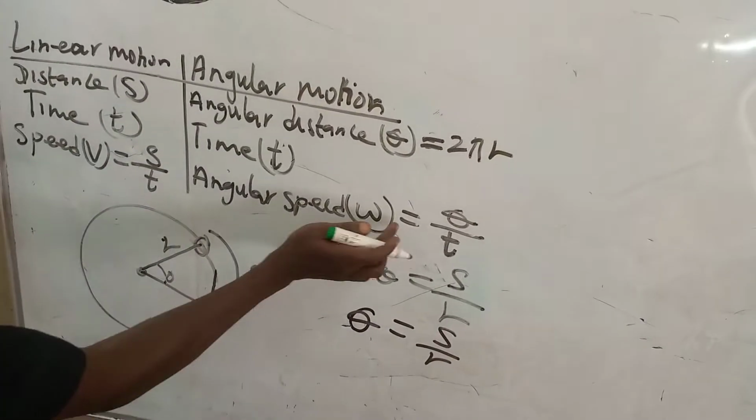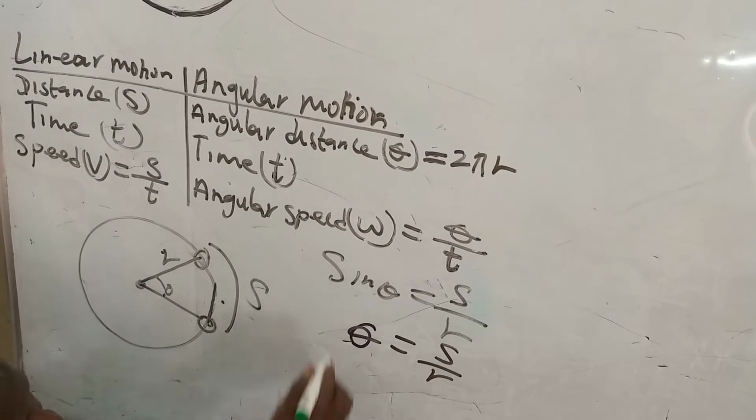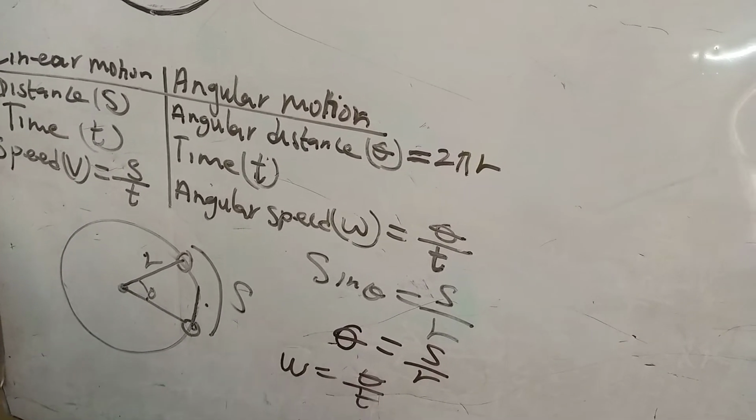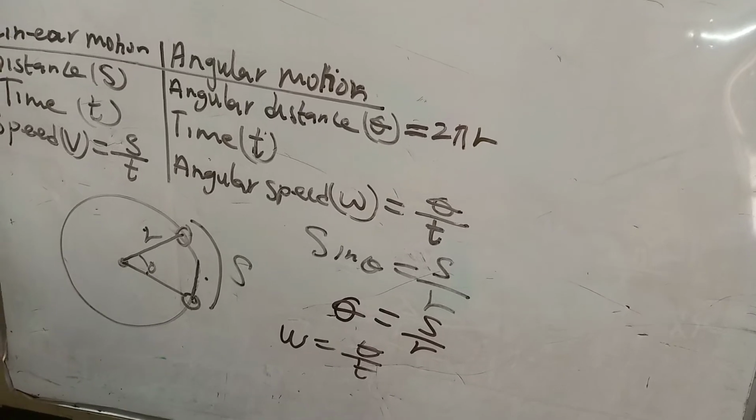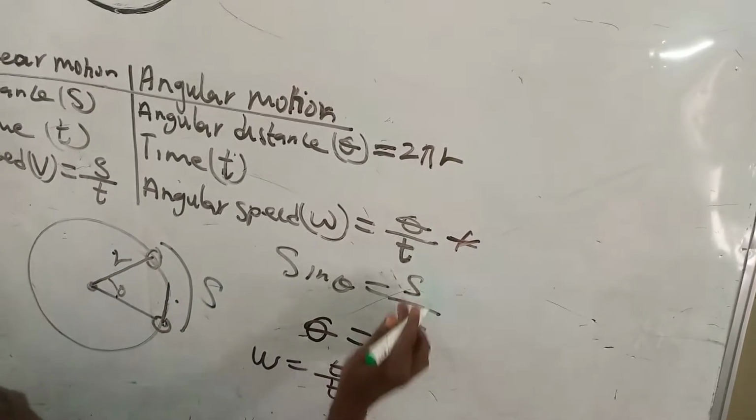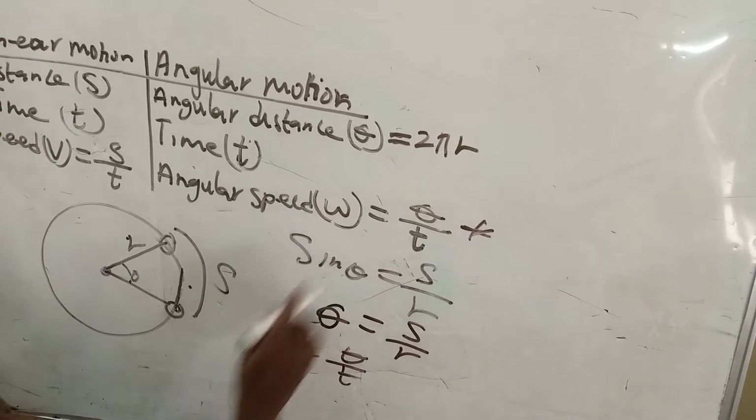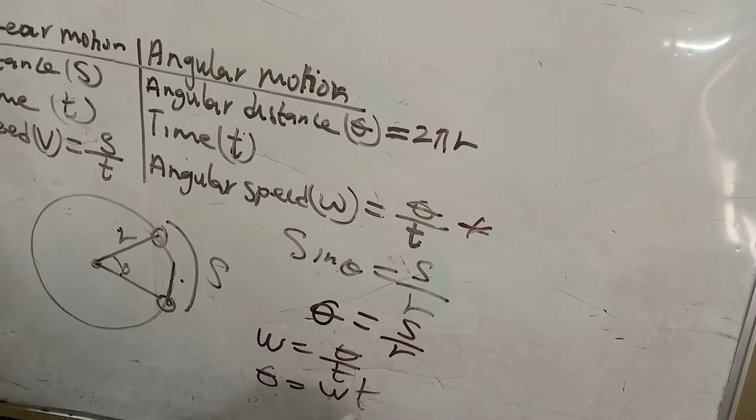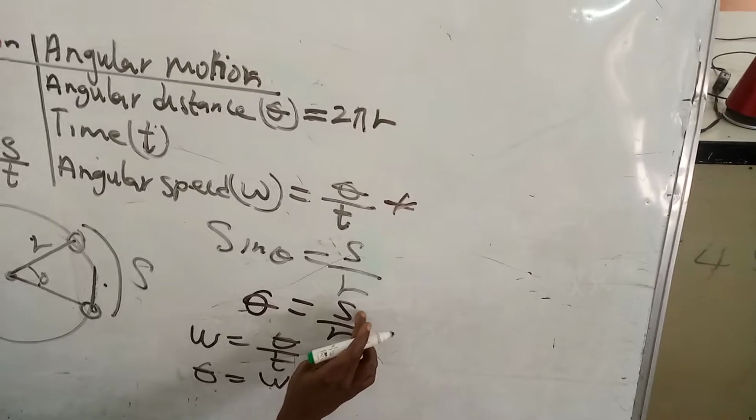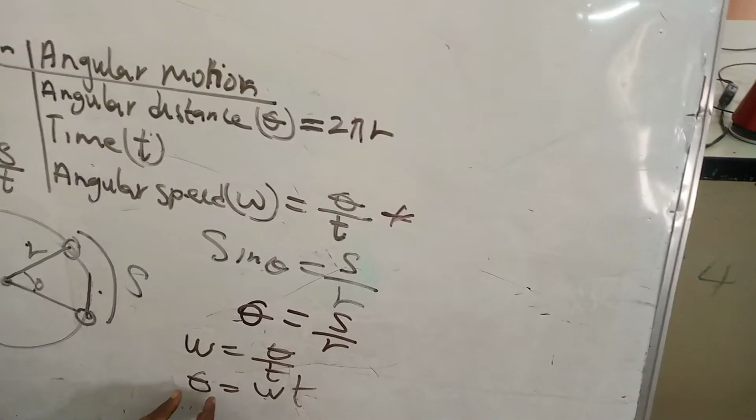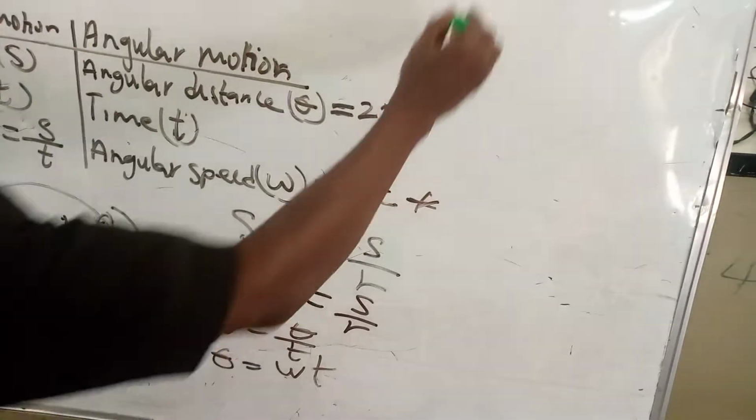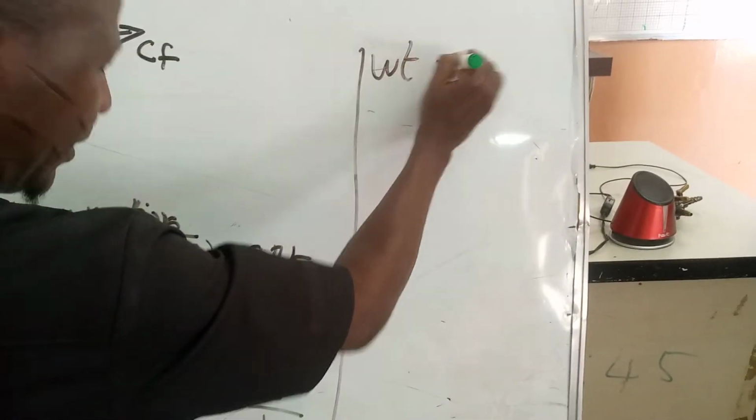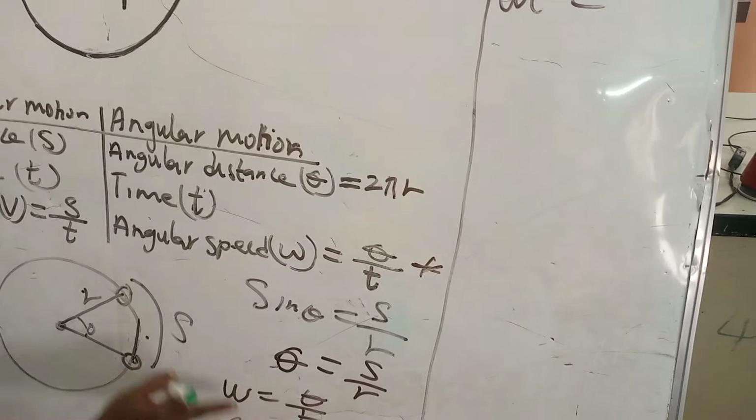Now, let's go back to this place. We have omega is equal to theta over t. Then make theta the subject of formula, so theta is equal to omega t. Then we said theta is equal to x over r here, so replace this theta with omega t.